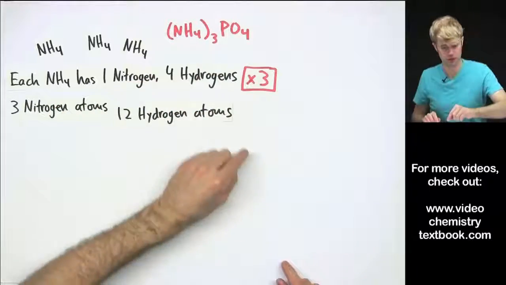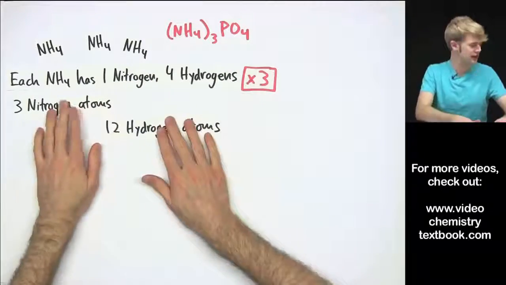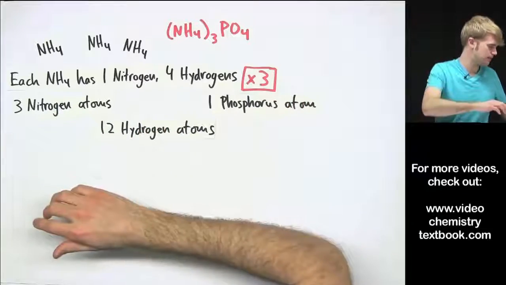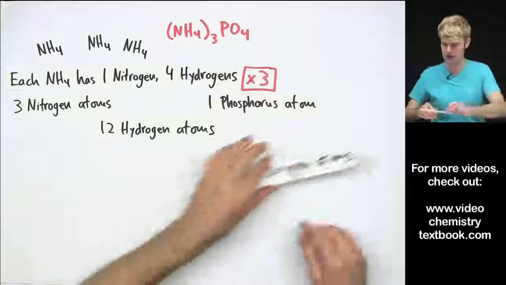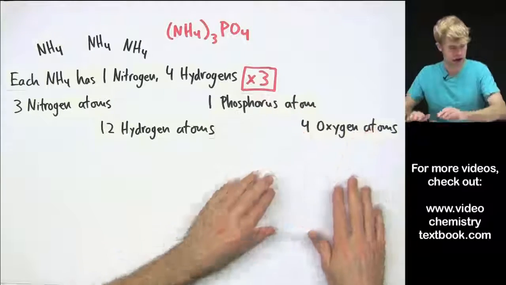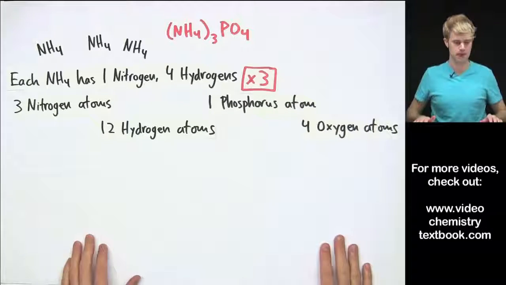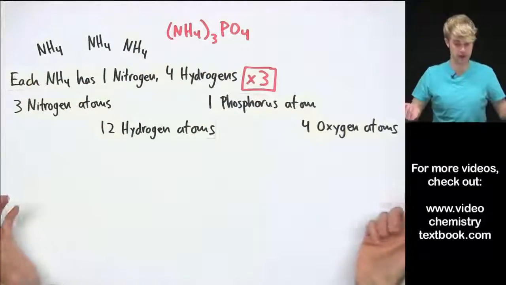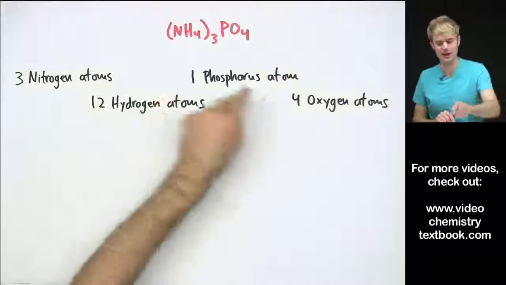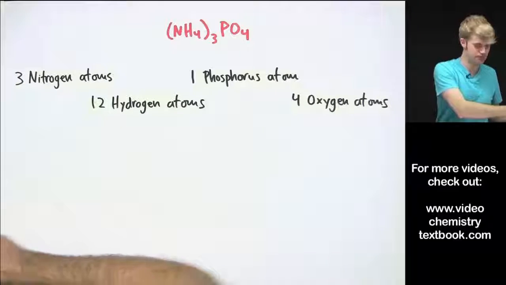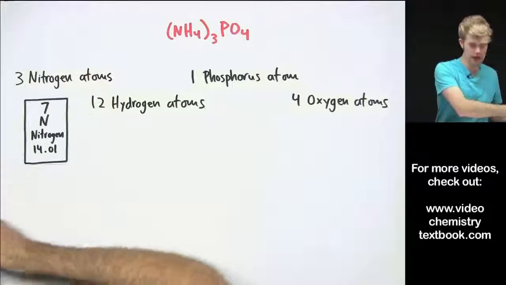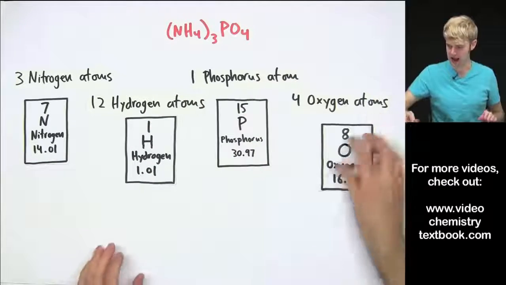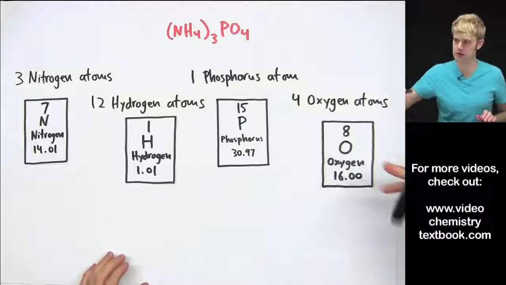Now let's keep going with the formula. We got a P with nothing after it, which means that we have 1 phosphorus atom, and then we have an O with 4 after it, so that means we have 4 oxygen atoms, okay? I'm just going to get rid of this math stuff up here so that it can be a little bit clearer. Okay, and now we know how many of each type of atom we have, so we just pull these up on the periodic table. Nitrogen, hydrogen, phosphorus, and oxygen, and we do the math here.